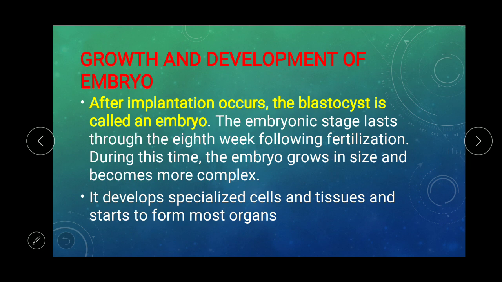The embryo grows in size, that is, obviously from a single cell stage it will form a multicellular organism, so the embryo will increase in size and it will become more complex. It will develop specialized cells, that is, the cells will be differentiated to perform various functions. Some cells will be destined for digestion, some for circulation, and others may be destined for different purposes, that may be movement, locomotion, etc.